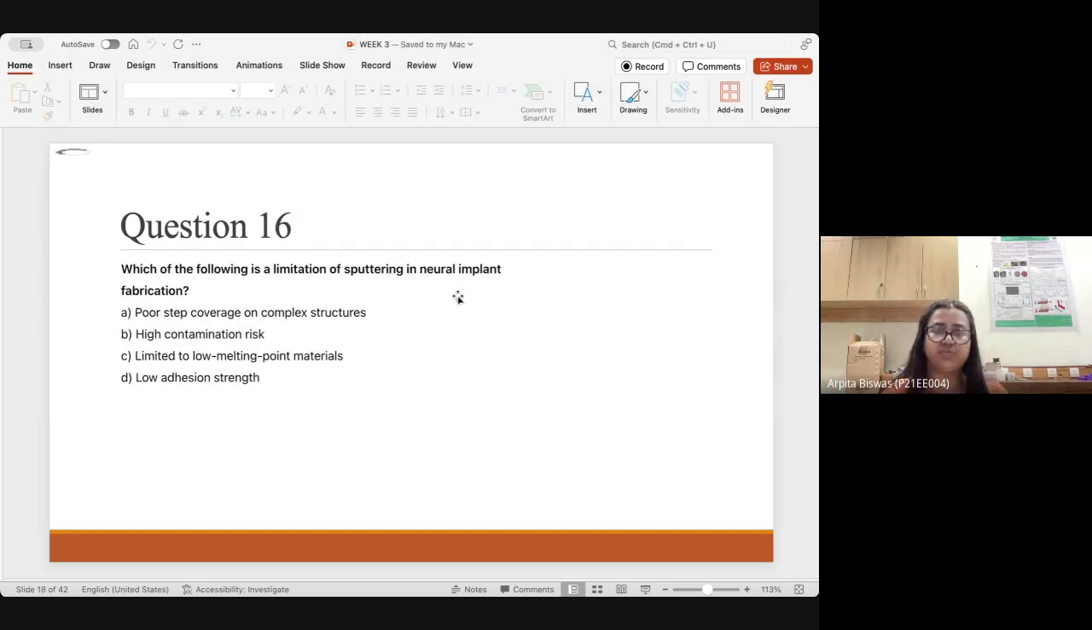So next we are moving towards question number 16. Which of the following is a limitation of sputtering in neural implant fabrication? First is poor step coverage on complex structures. Second, high contamination risk. Third is limited to low melting point materials. And fourth is low adhesion strength. So try to give the right answer.